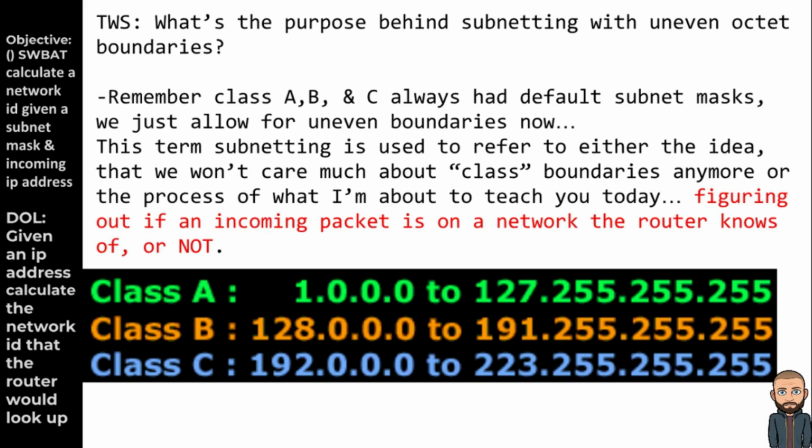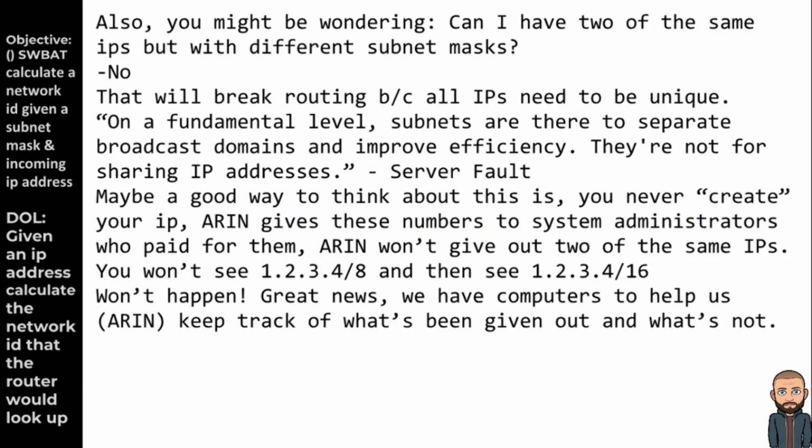Why do we need that? Well, because that allows us to figure out if an incoming packet is on a network that the router knows of or not. When I'm looking for a specific IP address, I'm not going to go to every single computer in the world. I'm going to just try to stop at the doorsteps of several networks to see if they have the IP address I'm looking for.